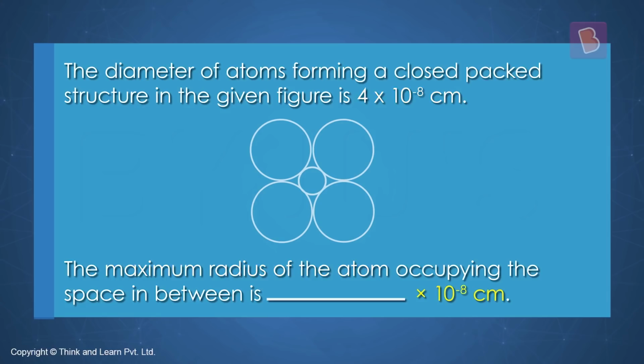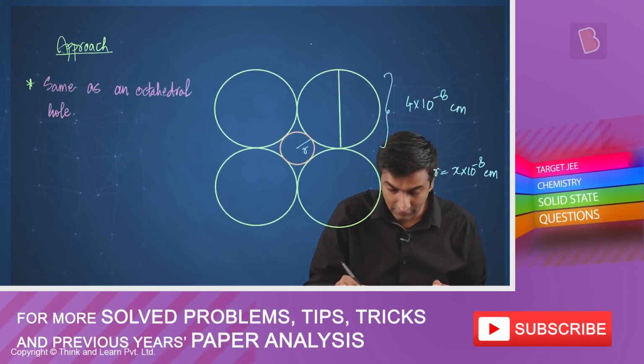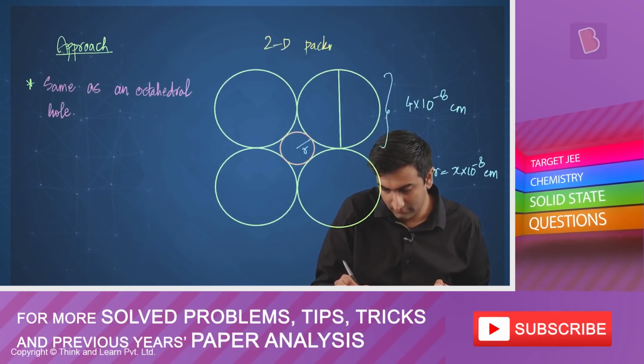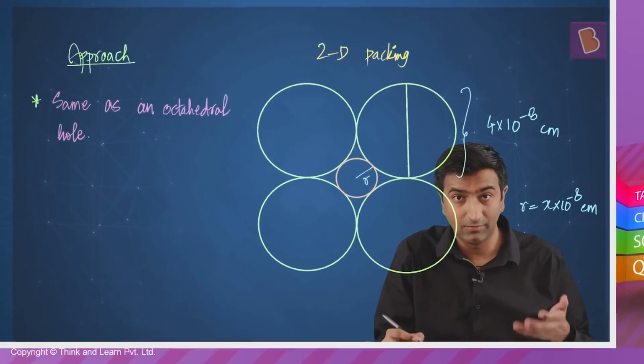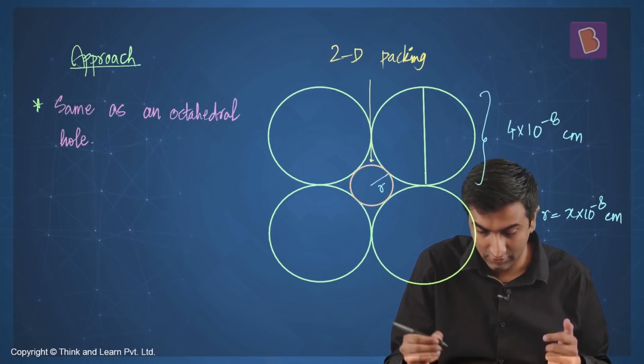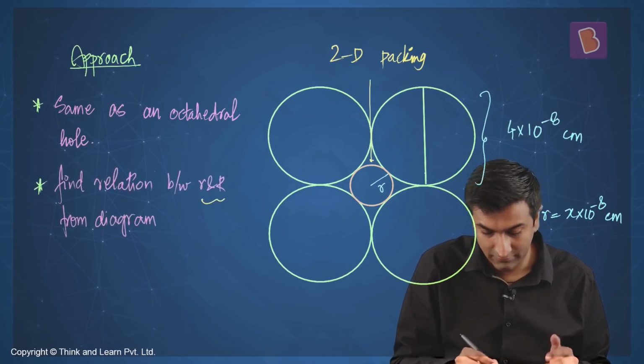What's the approach to a question like this? Well, first thing is, if you recognize that this is same as an octahedral hole. Yeah, if you do 2D packing, then there's an octahedral hole. In 3D, this would be CCP or HCP, either way. But this tiny thing here, this is an octahedral hole. Anyway, so you just need to find a relation between small r and capital R from this diagram.